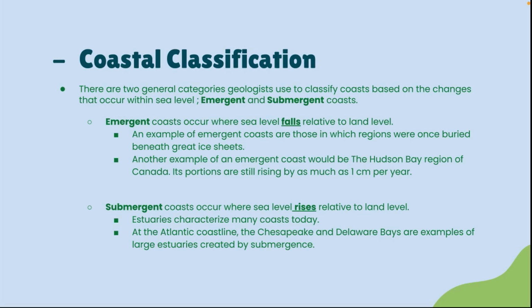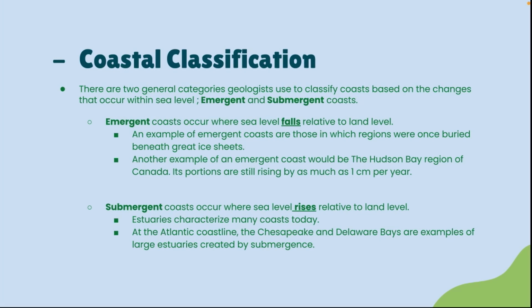In submergent coasts, this is where the sea level rises relative to the land level. In contrast to the examples shown in emergent coasts, other coastal areas show definite signs of submergence. Shorelines that have been submerged in the recent past are often highly irregular because the sea typically floods the lower reaches of river valleys, flowing into the ocean. The ridges that separate these valleys, however, remain above sea level and project onto the sea as headlands.